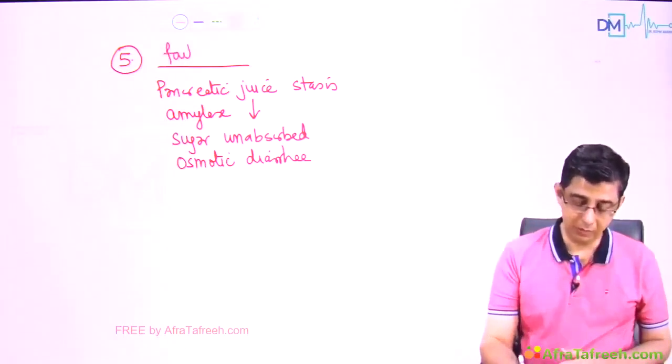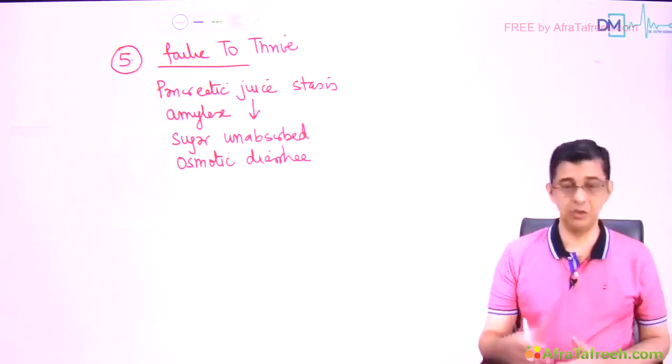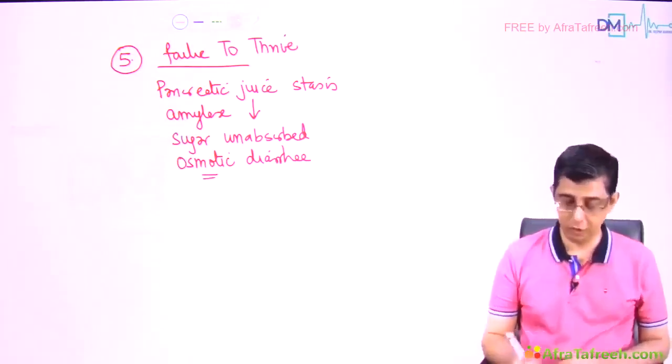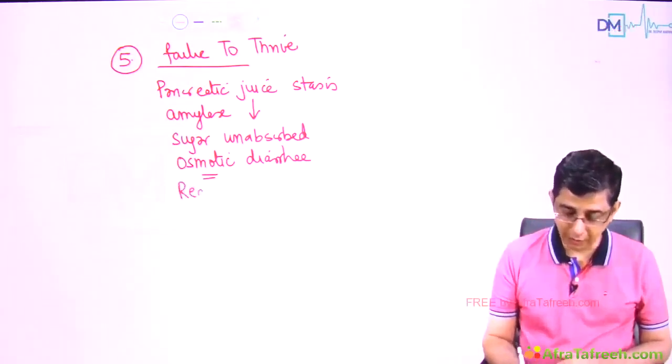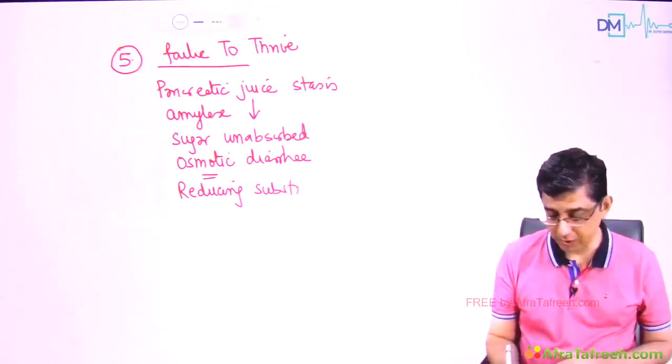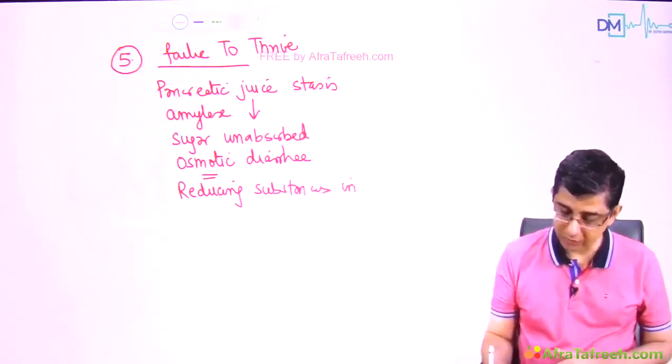So the presentation would be FTT, that is failure to thrive. That is explained by the loose motions in this child. He is losing sugar in the stool basically. So instead of writing the word osmotic diarrhea, he might write the word reducing substances in the stool of this patient of cystic fibrosis.